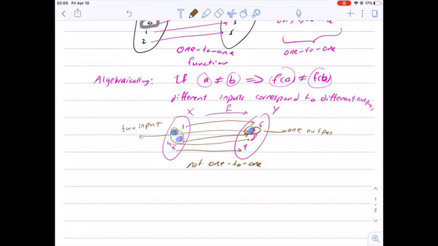Now 2 is different from 3, two different inputs. They give us f of 2 equal to f of 3. f of 2 is 7 and f of 3 is 7 as well. So that means not 1-to-1.